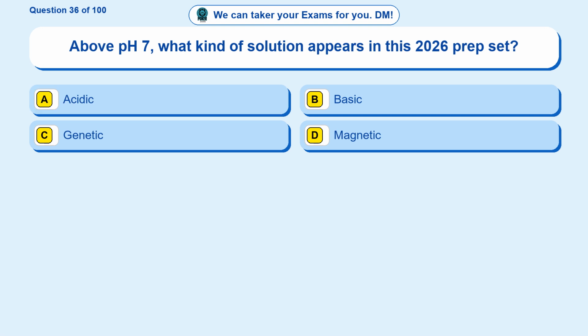Question 36. Above pH 7, what kind of solution appears in this 2026 prep set? Option A, acidic. Option B, basic. Option C, genetic. Option D, magnetic. The correct answer is option B, basic.